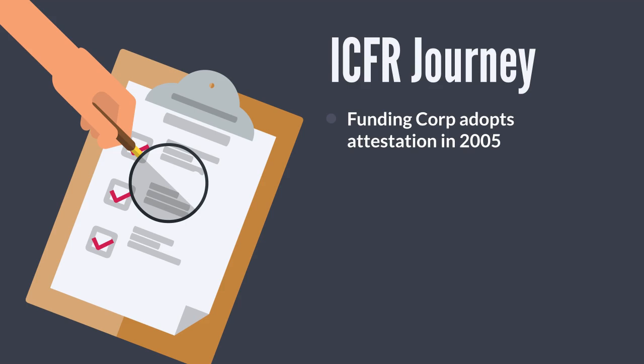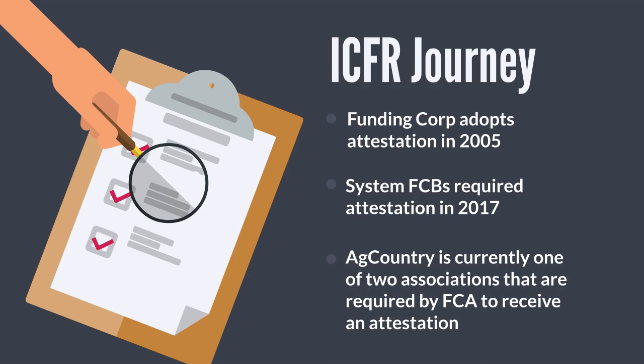In reaction to this, the President's Planning Committee and Funding Corp agreed upon an enhanced framework in 2015. This included system banks being required to receive an attestation starting in 2017. Egg Country is currently one of two associations that is required by FCA to receive an attestation.